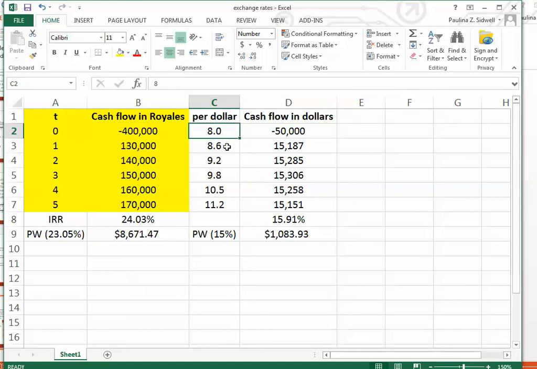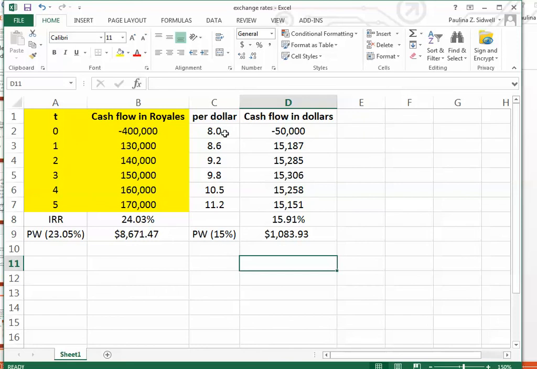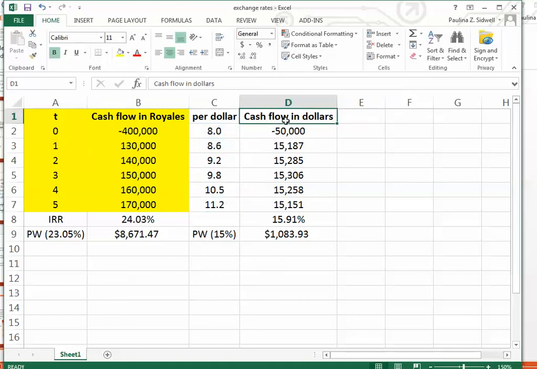So we know that $1 is equal to 8 Royales. It's devaluing at a rate of 7%, so each year we're going to need more Royales for every dollar. In the first year, or at the beginning, we only needed 8 for $1. Then we need 8.6, then 9.2, 9.8, 10.5, etc. I did that with a simple formula, using C2: 8 times 1 plus 0.07 raised to the power of t. With this number I was able to convert cash flow to dollars. In this case, going between Royales and dollars, I would divide.